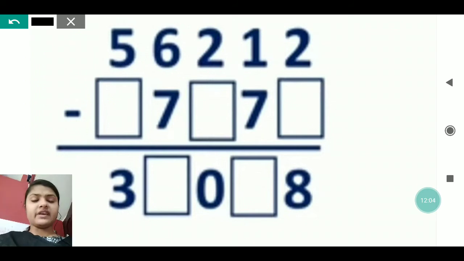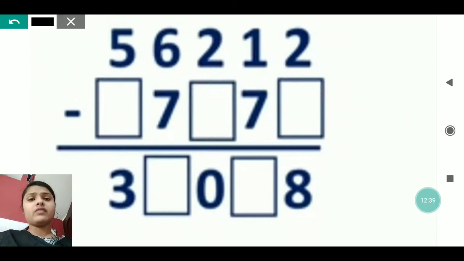Suppose two numbers are there and one block is missing. Suppose 2 is there and 8 is there. Here at the subtrahend place, nothing is written. So what will you do? 2 minus what will you do, then you will get 8 here. The number you have to write should be lesser than 2, because 2 is greater.